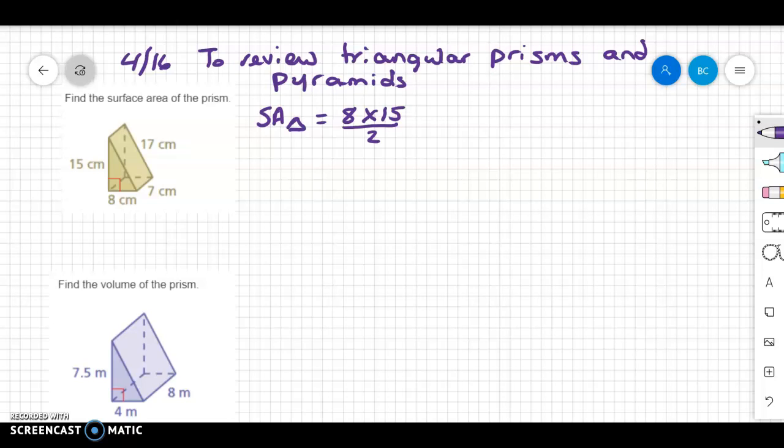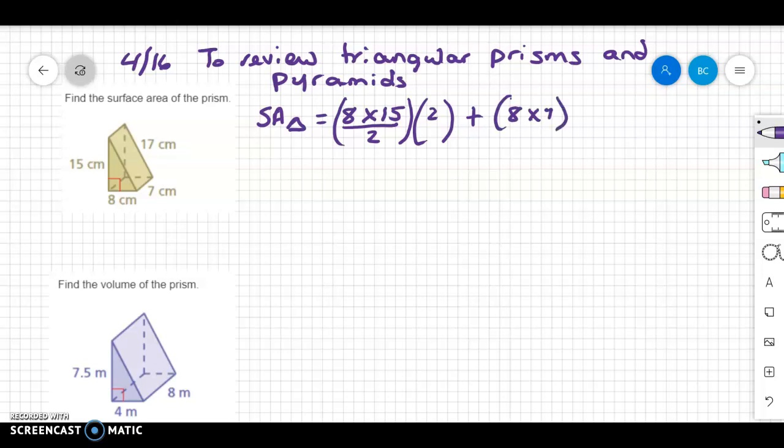So this is one of my triangles. The reason why I don't really have to divide it by 2 is because I'm going to turn around and multiply it by 2, because I have 2 of them. Next, I'm going to look at the bottom face. So my bottom face is that 8 by 7.